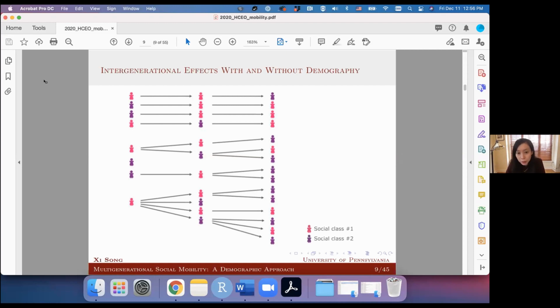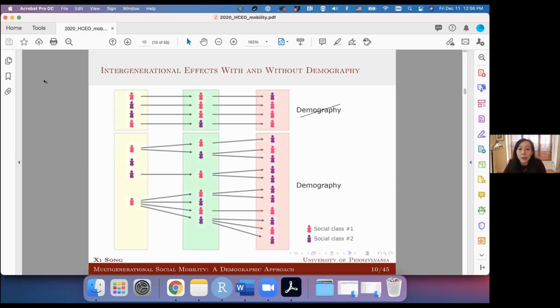So essentially, what I try to advocate is to understand intergenerational mobility, especially over multiple generations, by taking this demographic perspective, combining unequal fertility, mortality, selective mating, migration, and other demographic processes into our understanding of social mobility processes, especially over the long term.